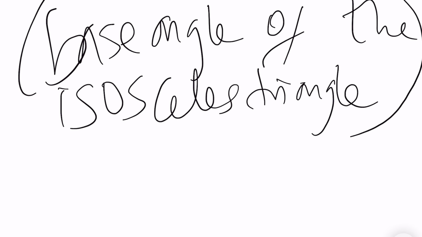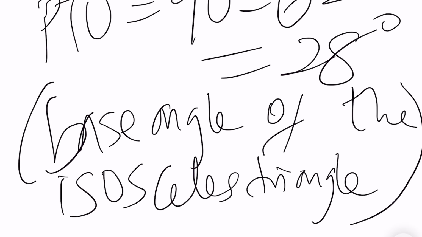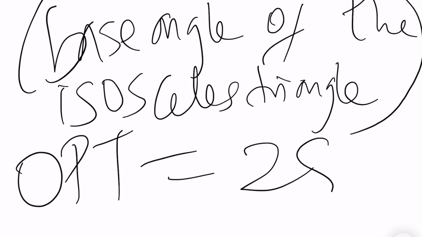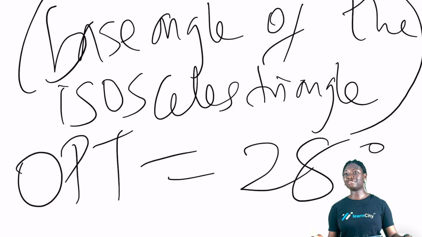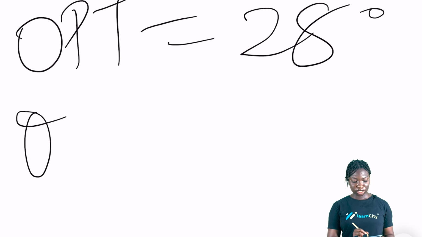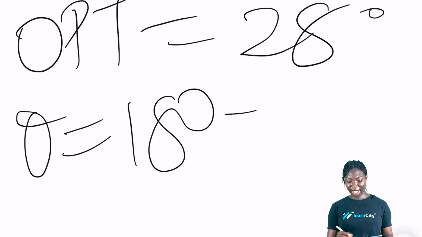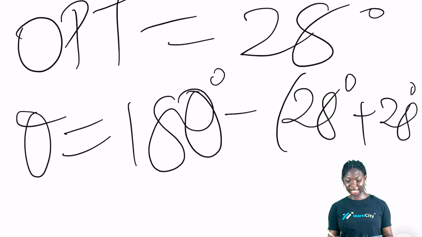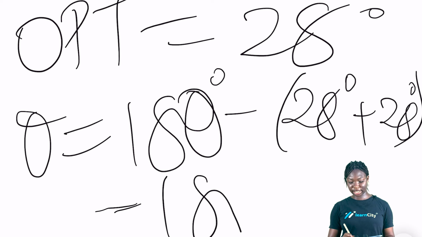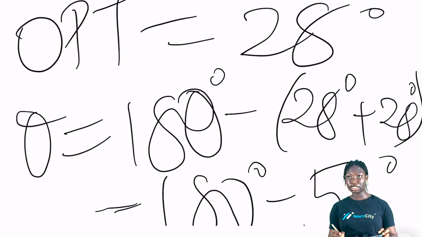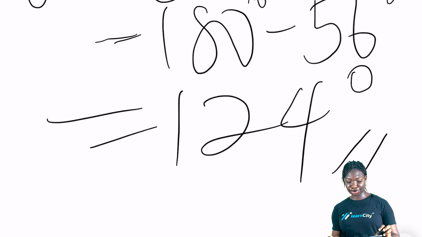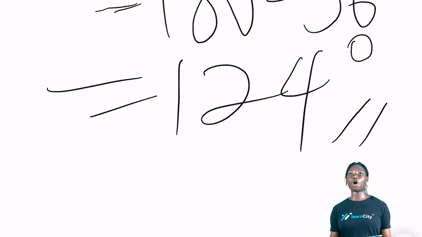So to find theta, it is important to know that our PTO is 28 degrees, then our OPT is also 28 degrees. So theta will be 180 degrees minus 28 degrees plus 28 degrees. So we have 180 degrees minus 56 degrees, which gives us 124 degrees.